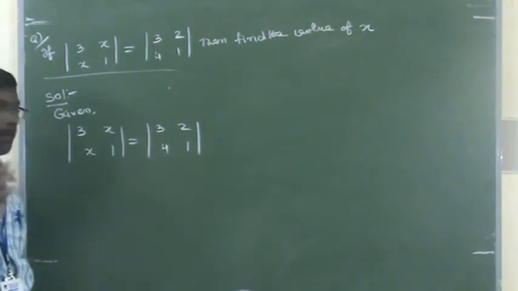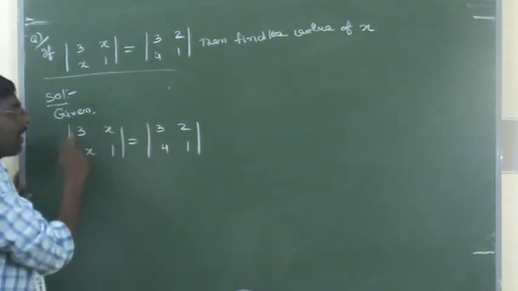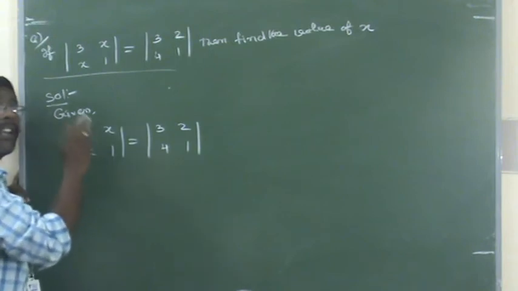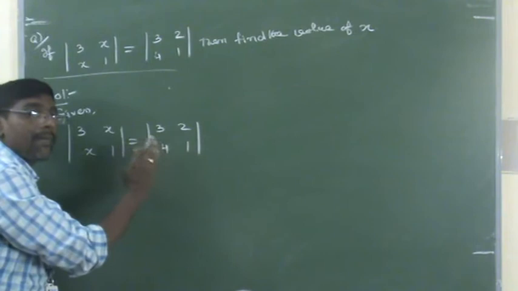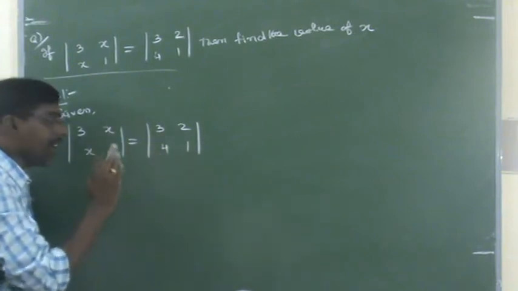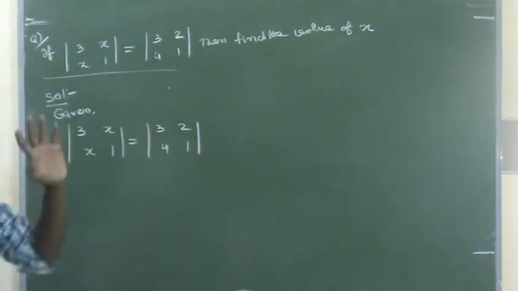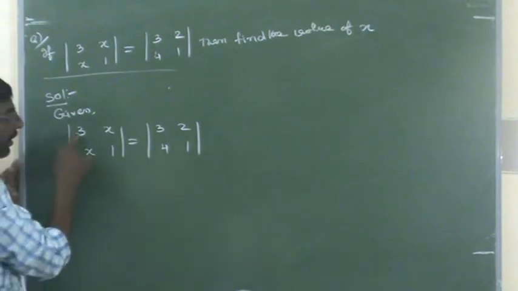Clearly you have to understand properly. First calculate the left hand side determinant value. Then calculate the right hand side determinant value. Then you can equate them, and then you can get the value of x. Very clear. So how to find out here?